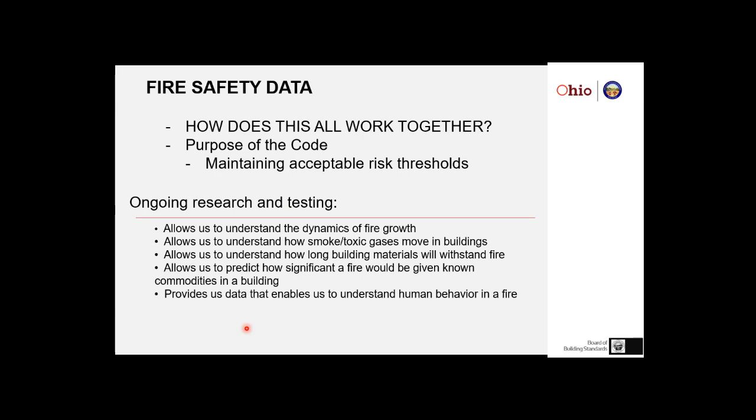So when we talk about maintaining acceptable risk, and again, risk is the chance that any hazard, in this case fire, will actually cause harm, all of these things allow us to better manage the risk. All of this data, all of these statistics that I've shared with you, you don't have to memorize them or anything. It's just to show you, behind the scenes, some of the stuff that's happening by researchers and scientists to help us develop better codes.